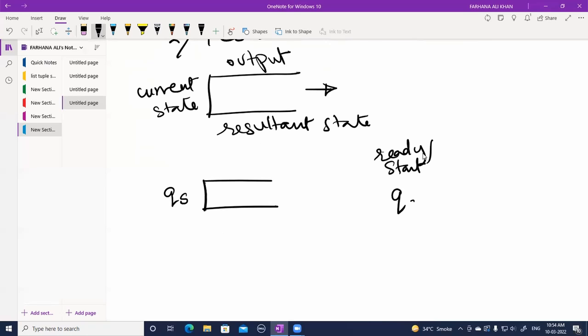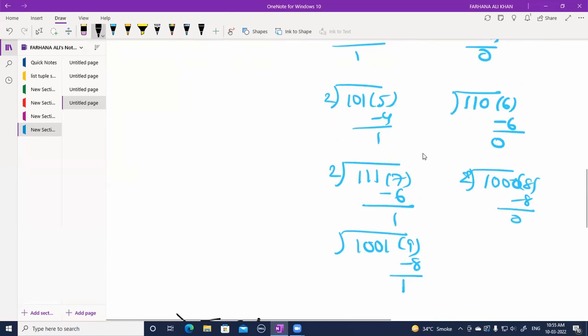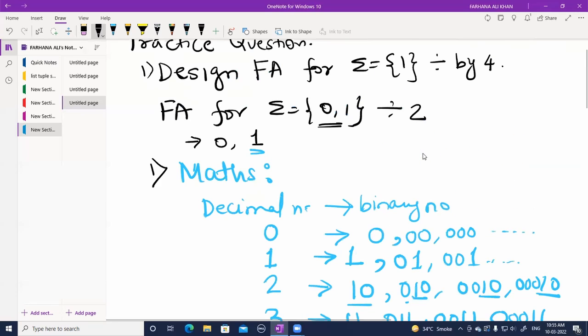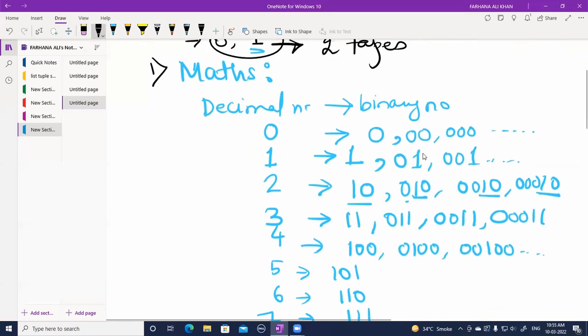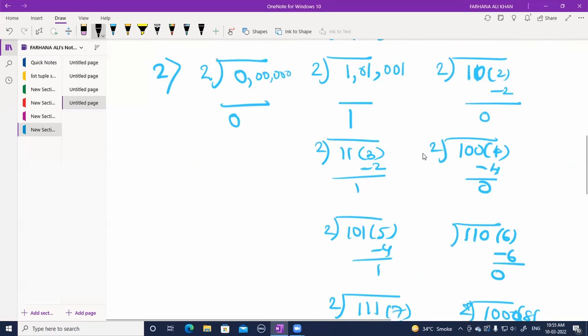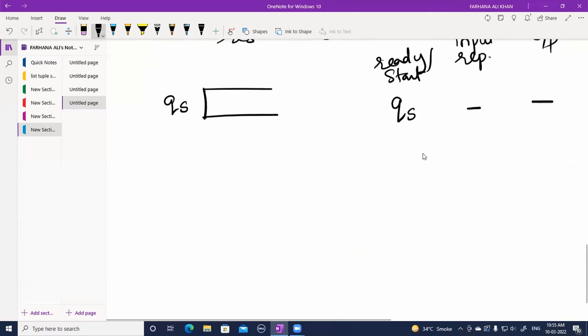So that is indicated by QS. Which input is represented? Which string is represented? Nothing. What is the output generated? Nothing. Now, as we are having a binary number system that consists of two bits, zeros and ones, there will be two tapes here. Based on the number system, based on the digit, we are going to have that many corresponding tapes. So here we are going to have two tapes.